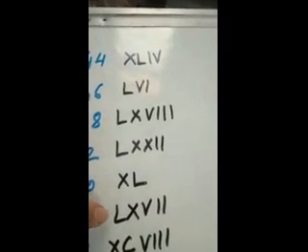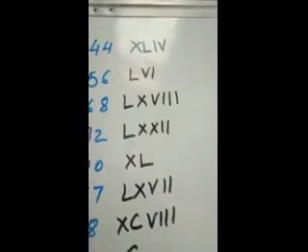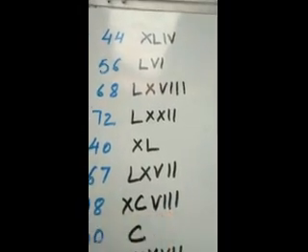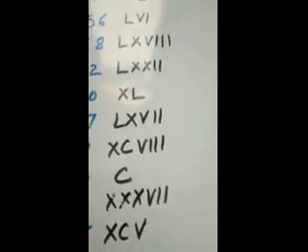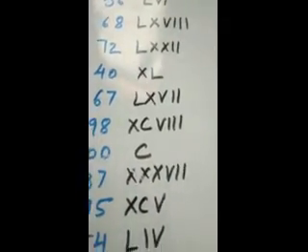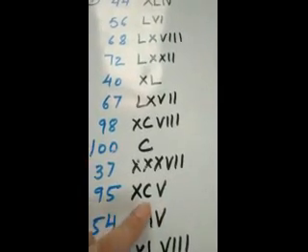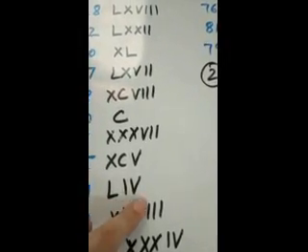67. 50 plus 10, 60, plus 7. 98. 90 plus 8. 100 is C. 37. 3 times X, then 7. 95. 90 plus 5. 90 is XC. 54. L is 50. IV is 4.